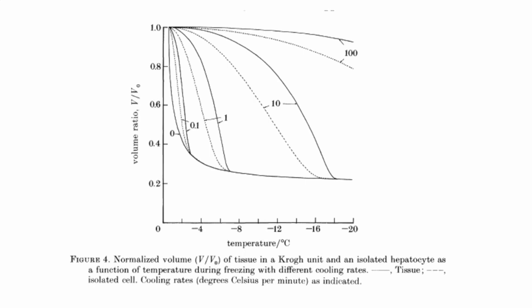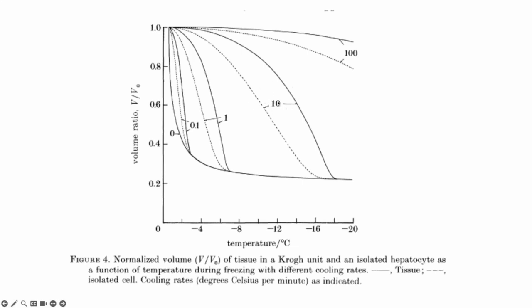So essentially, the cells in tissue are the dotted line, and the straight line is a cell, a hepatocyte. And what you can see is when you freeze slowly with different cooling rates, pretty much a similar phenomenon occurs with the cells in tissue, the cells in the organ, and the cells in suspension. The cells shrink, pretty much similarly for the same cooling rate. So this is one thing.